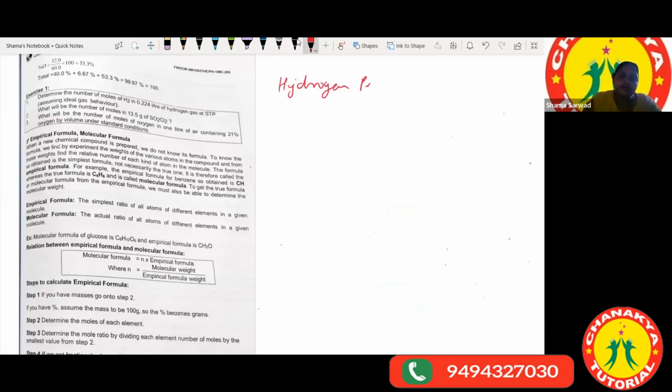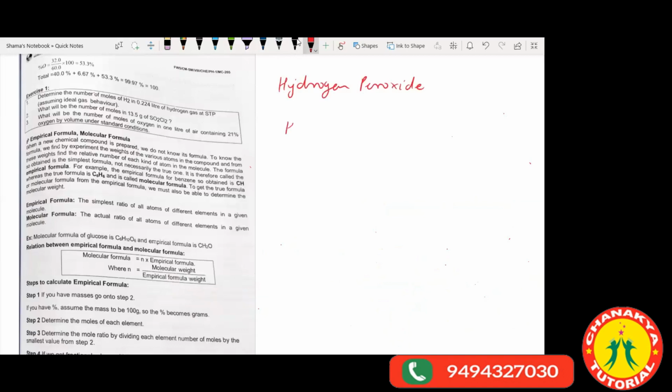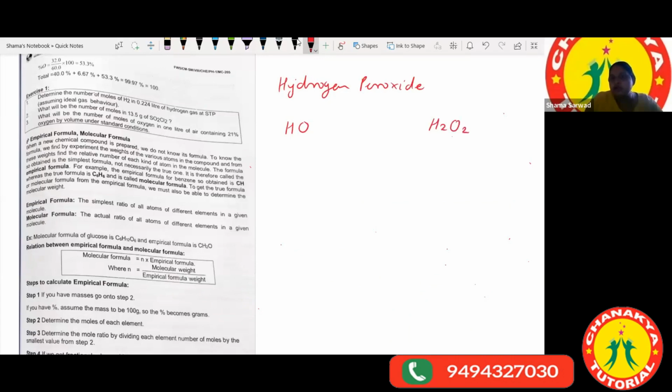Hydrogen peroxide. I'm writing HO, and here we're writing H2O2. The molecular formula for hydrogen peroxide is H2O2, and the empirical formula will be HO. What is the difference in this?